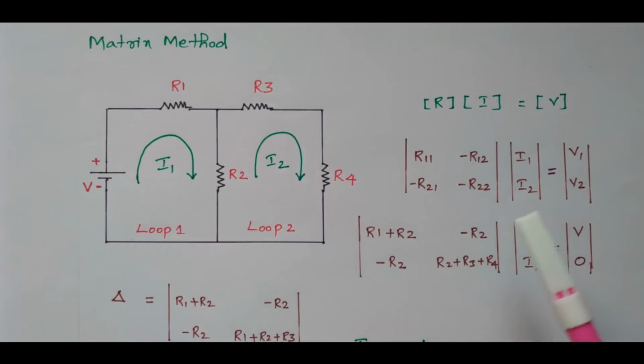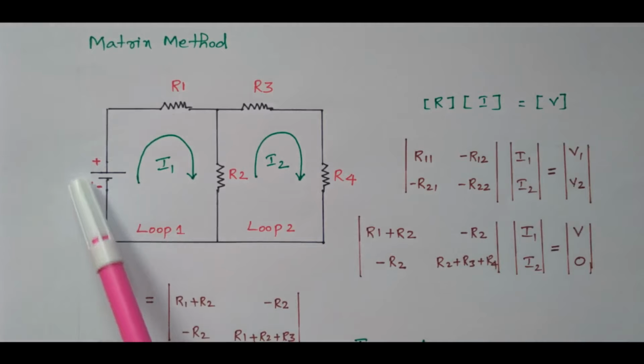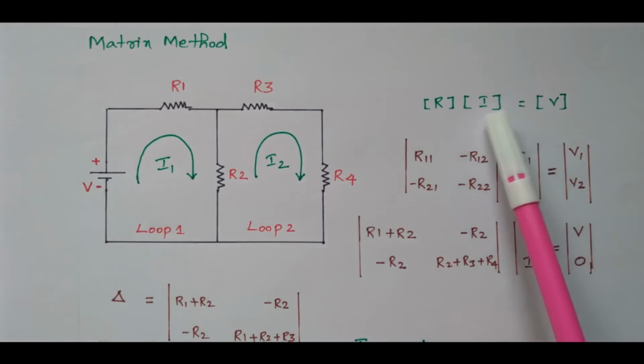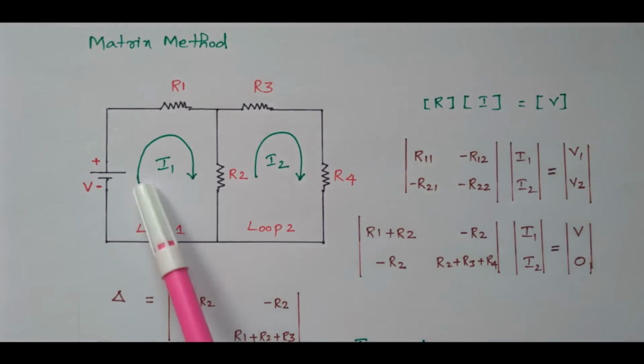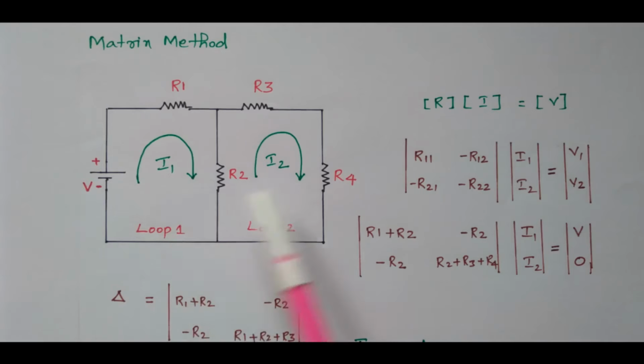Now we'll frame the matrix. What is the matrix we are forming? V equals IR. This is the voltage matrix. How many voltages are available? V1 for loop 1, and V2 for loop 2. Then the current matrix: how many currents are available? Two currents, I1, I2. Then the resistor matrix. So this is the format, V equals IR. First we will see what the R matrix is. It is a 2 cross 2 matrix, since two loops are available. If three loops are available, a 3 cross 3 matrix will be there.